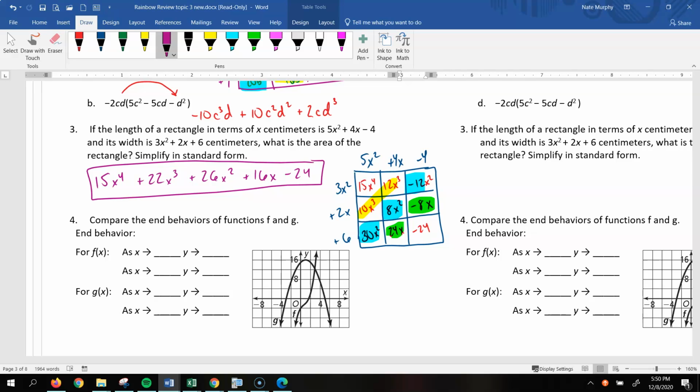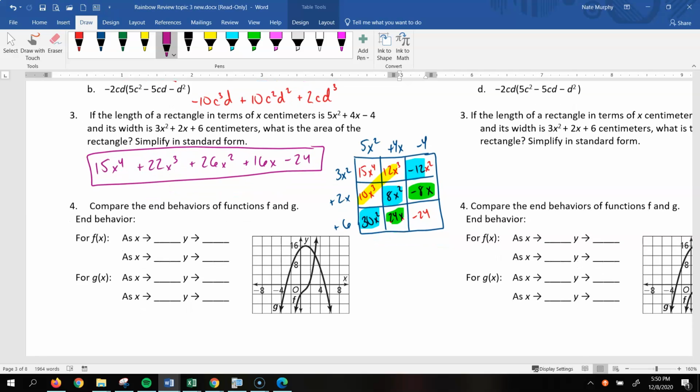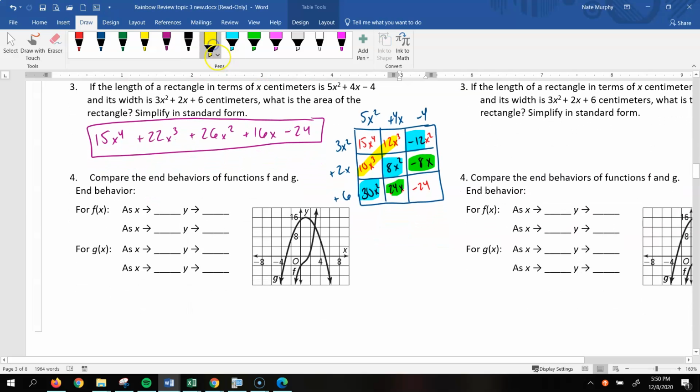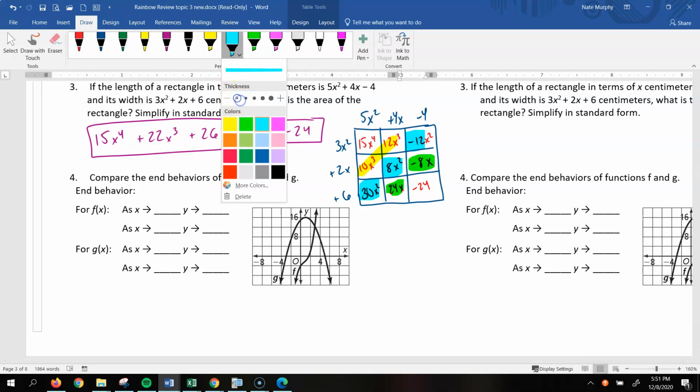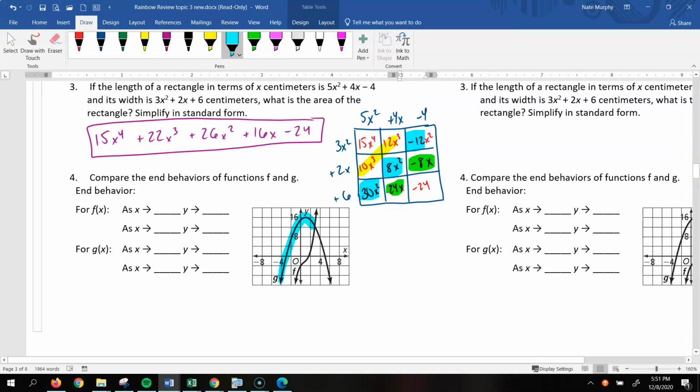Number 4. For number 4, we want to find the end behavior for both of these graphs. And so just to make things a little bit easier for you, let's look at, I'm going to highlight these. So let's look at this first one, this parabola, as being a blue graph, and then this one we'll do as a yellow graph. All right, so just to make it clear, that means f of x is what I did in yellow, g of x is what I highlighted in blue.